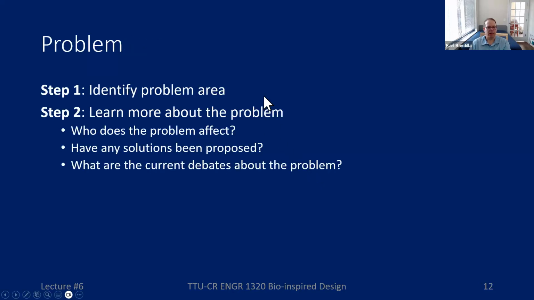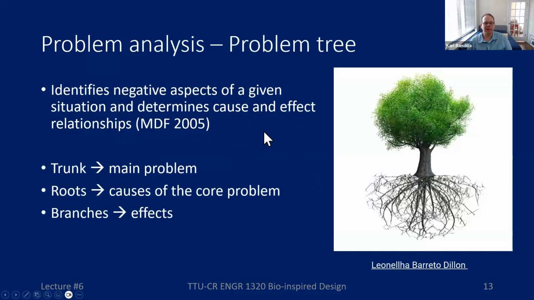Then the problem, right? So you'll identify the overall problem area. Then you'll learn about detail about the problem, like who is being affected by this problem. Are there any other solutions that are already out there? Maybe is there some current thought going around about new solutions, or whether it's important or not, that kind of thing. And to talk about the problem, it's a good idea to think about this in this kind of problem tree idea, right?